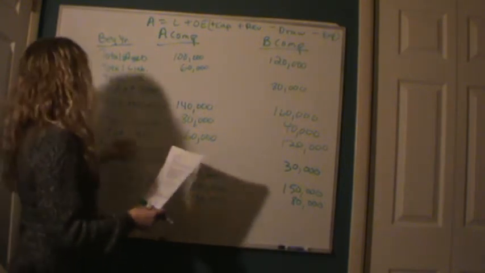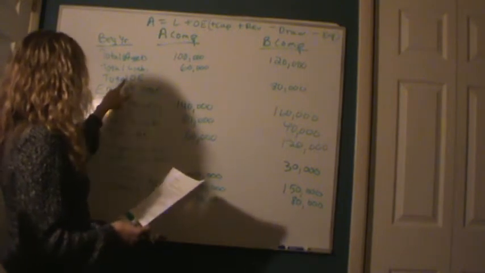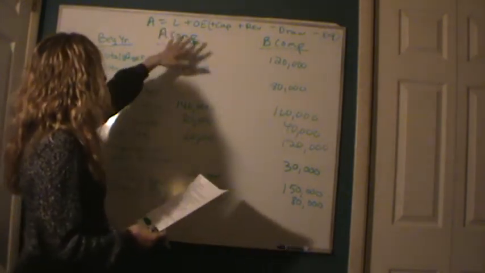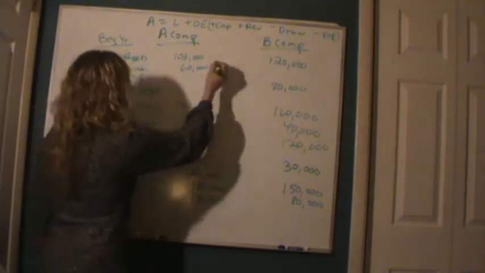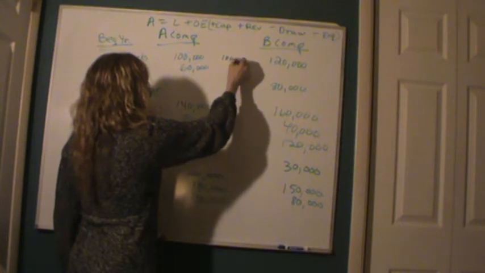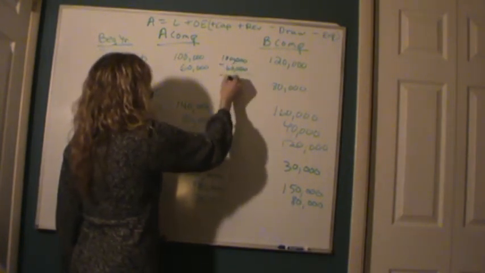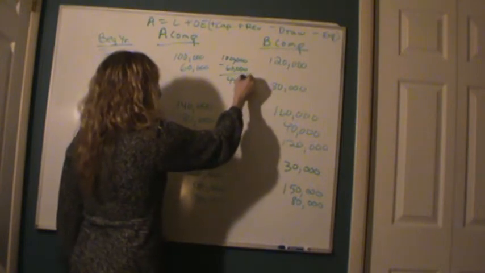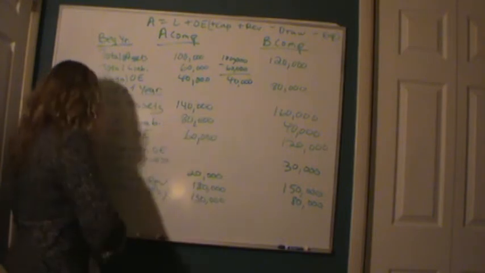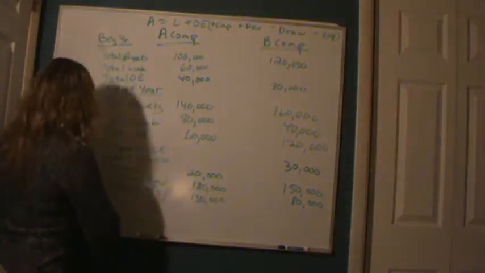So we're going to keep that in mind as we're going along. The first thing we're going to do is determine missing amounts. For company A, the missing amount is total owner's equity. All we have to do is rearrange our equation. So we're going to take assets of $100,000, subtract our liabilities of $60,000. That'll give us our owner's equity of $40,000.